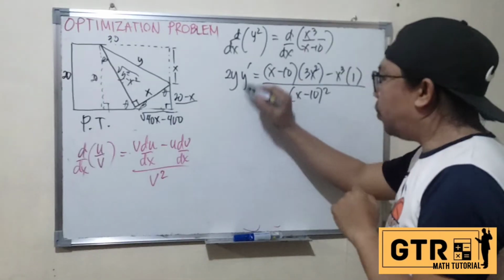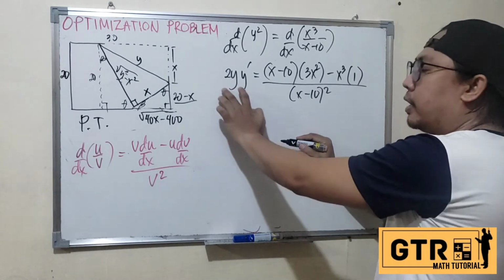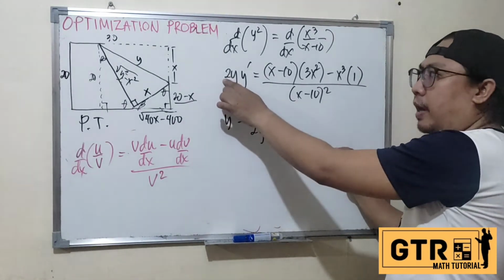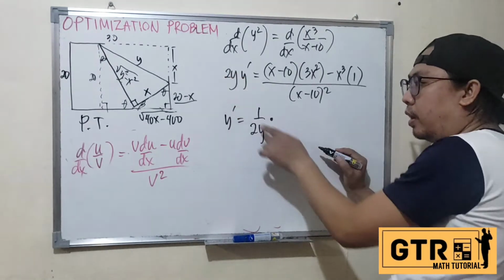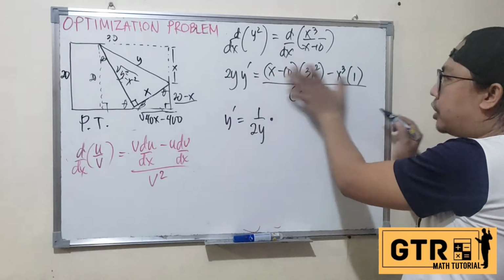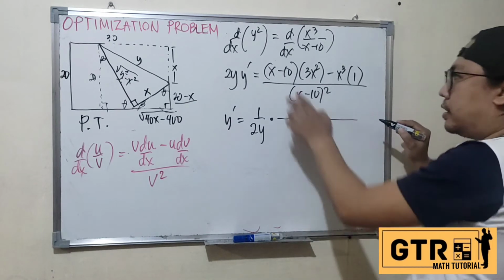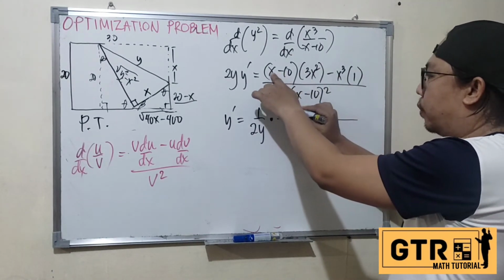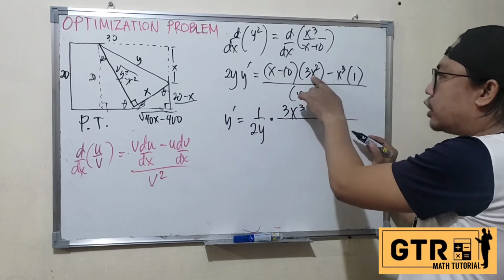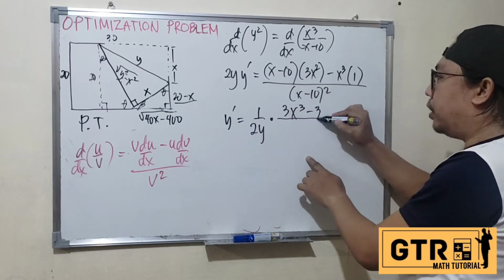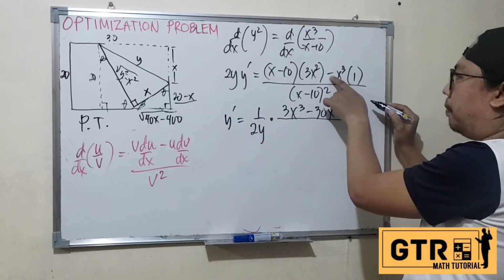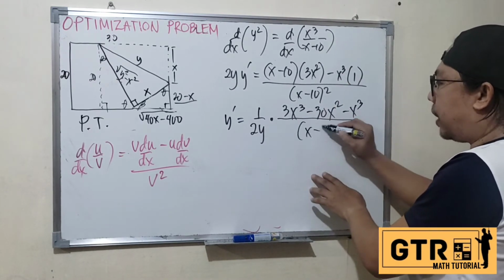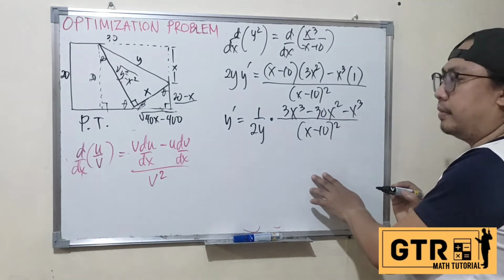Therefore, y prime is equal to, we can divide both sides by 2y, so we have 1 over 2y times this term. Let's simplify the numerator. Distribute 3x squared times x, we have 3x cubed, 3x squared times negative 10, negative 30x squared, and then negative x cubed times 1, negative x cubed, over x minus 10 squared.